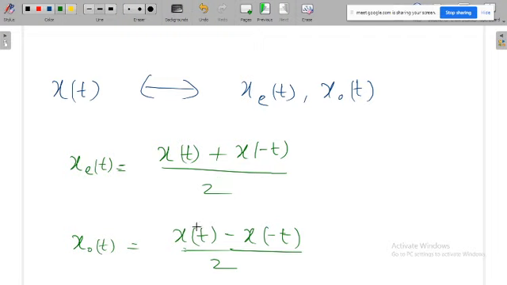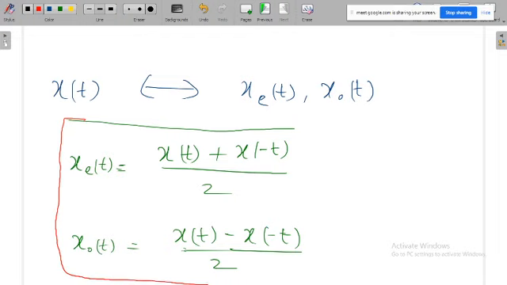Okay, then you take the signal as it is, x of t, then you take the mirror image, then you find the difference between the signal and the mirror image, then divide by 2, and you will get the odd part of the signal. So this is a very important formula with respect to the even and odd part of the signal. How to extract the even part of the signal or the odd part of the signal.